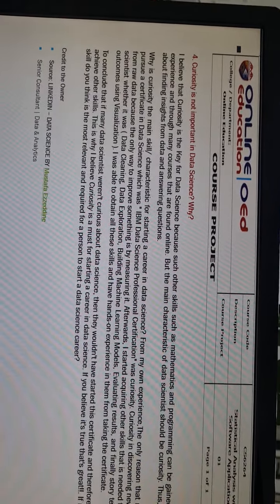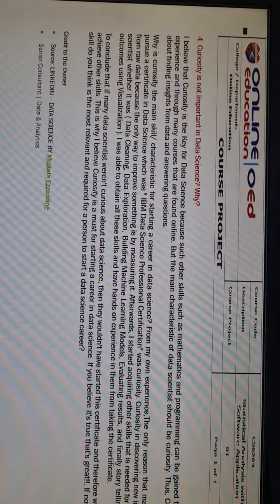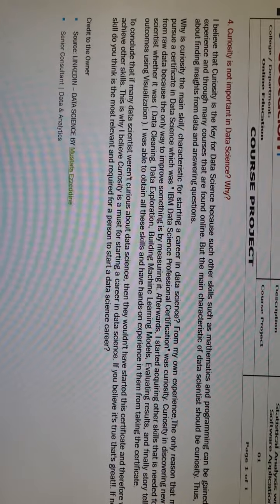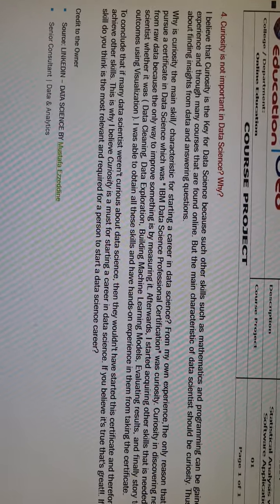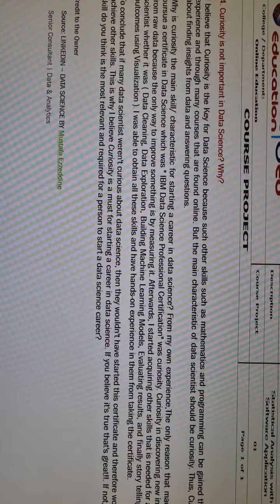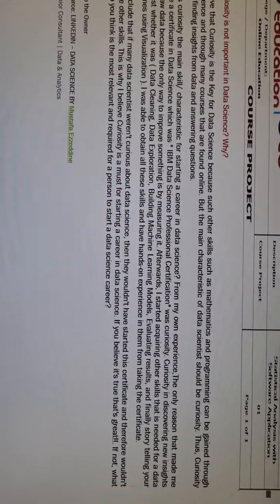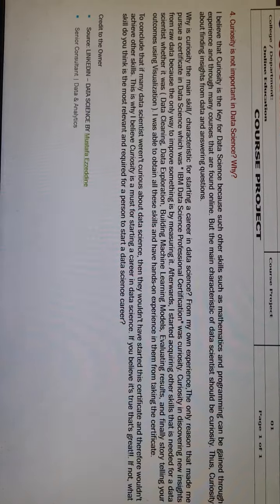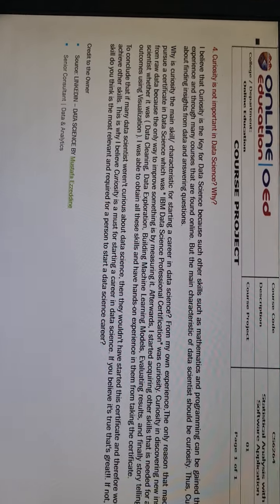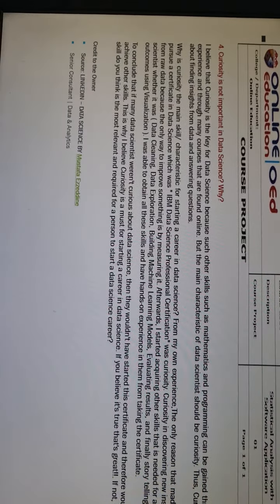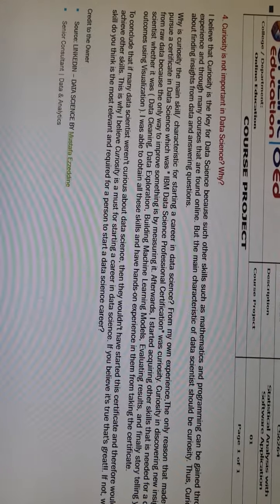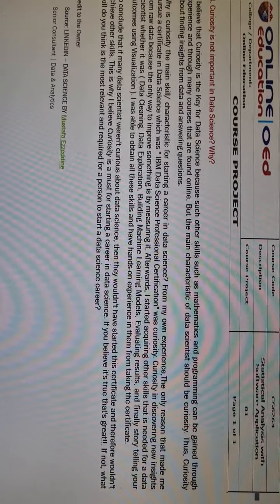So, why is curiosity the main characteristic for starting a career in data science? From my own experience, the only reason that made me pursue the IBM Data Science Professional Certificate was curiosity, as with other senior data analysts nowadays. So curiosity is discovering new insights from raw data, because the only way to improve something is by measuring it. To conclude, if many data scientists weren't curious about data science, they wouldn't have started this certificate, and therefore wouldn't have achieved the other skills.